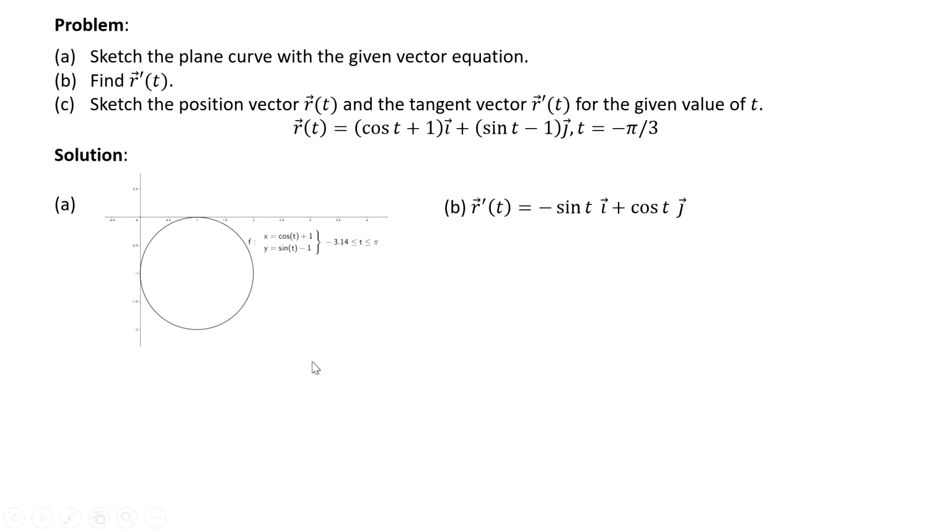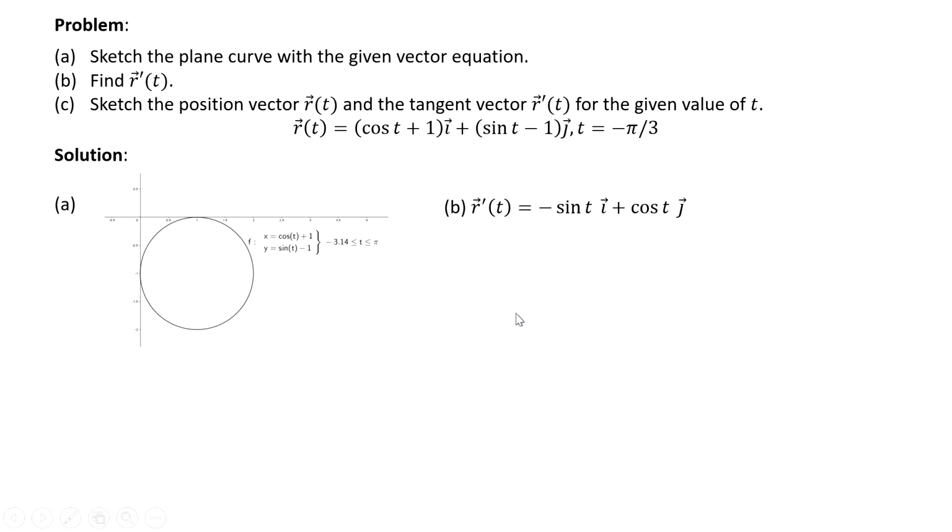And now r prime of t is fairly straightforward. Take the derivative of the x component. So cosine t, the derivative is negative sine t. The derivative of 1 is 0. So the x component simply became negative sine t. And the derivative of the y component is just cosine t, right? The derivative of sine t is cosine t. Derivative of 1 is 0. And so r prime of t is fairly straightforward. We're done with part A and part B.